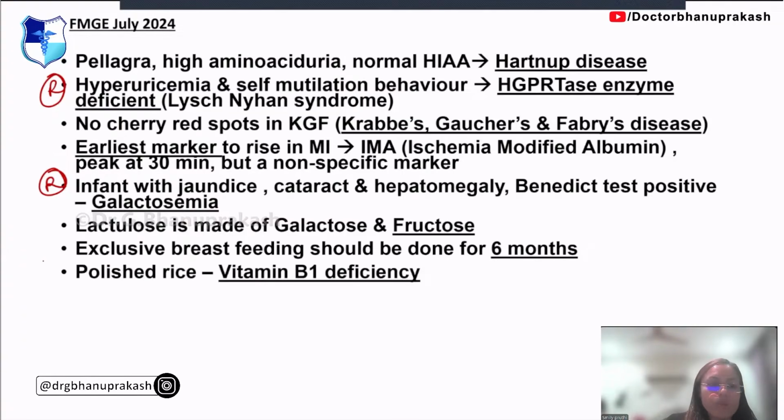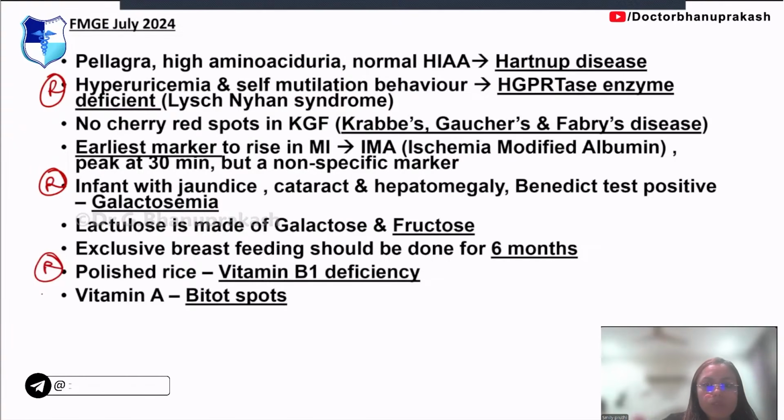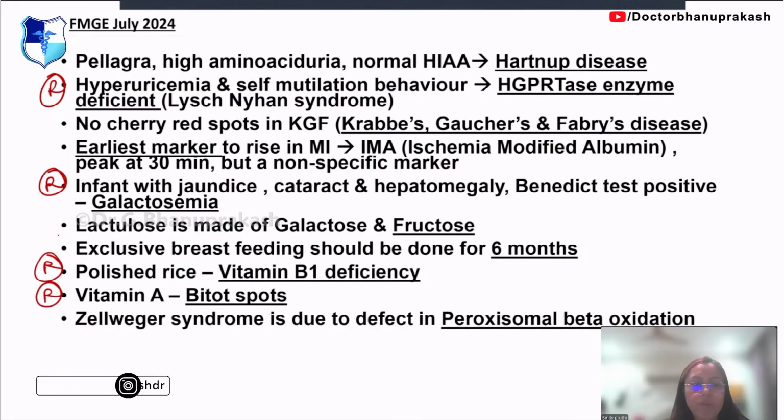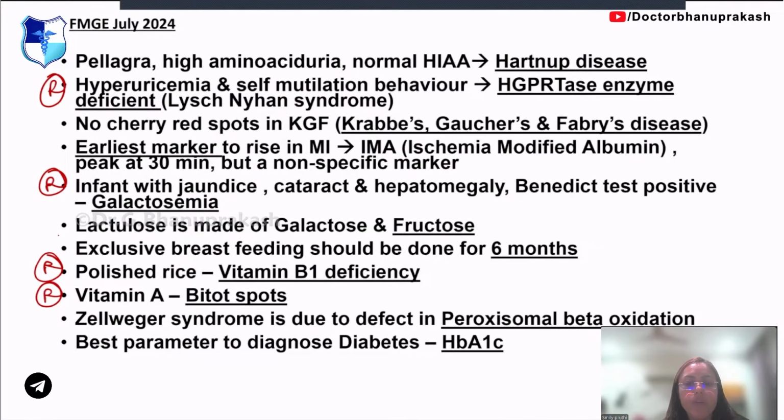Polished rice, repeated question. B1 deficiency. Vitamin A, repeated question. Bitot spot. Zellweger is due to defect in peroxisome. Best parameter to diagnose diabetes, HbA1c.